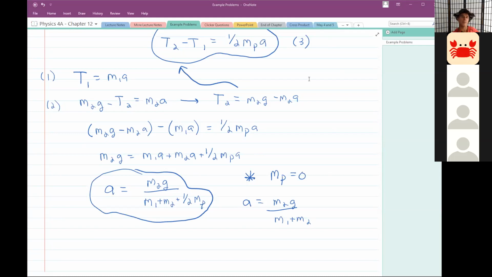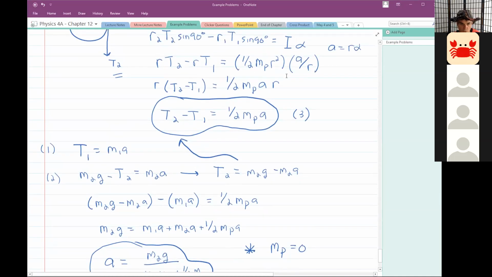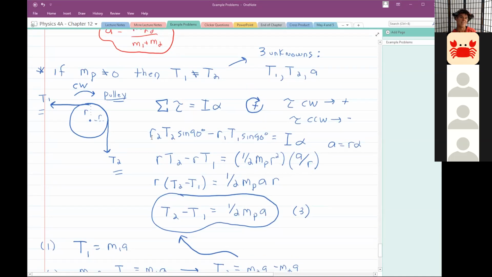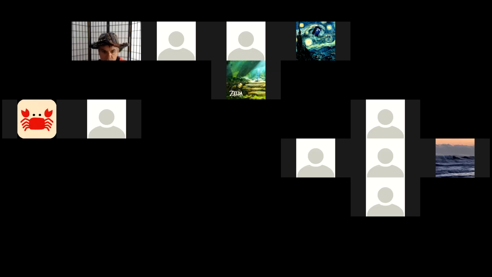The R's are the same, but I just wanted to be clear that when we're doing torque, it's always the distance of that force from the axis of rotation. But yeah, these R2 and R1s are exactly the same. But just in case they're not, you always want to be clear about the values you're using.